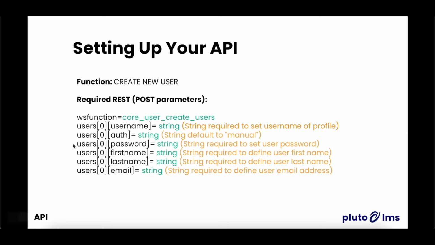And then you're going to have these parameters. You're going to need to tell the system what username that user needs to have. The authentication type, in this case, we're going to use manual. They're going to manually be created, so you're going to have to pull a password and enter it into the system. You can give that user a first name, a last name, and of course an email address for authentication purposes. So this is the information you need from Salesforce.